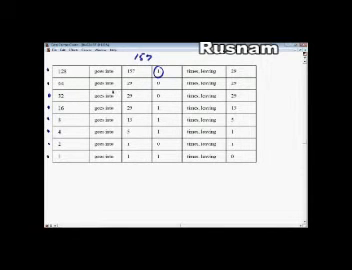Does 64 go into 29? No, it doesn't. It goes into it zero times, so it still leaves a remainder of 29. Go to the next bit. Does 32 go into 29? Nope. So 32 goes into 29 zero times, still leaving us a remainder of 29.